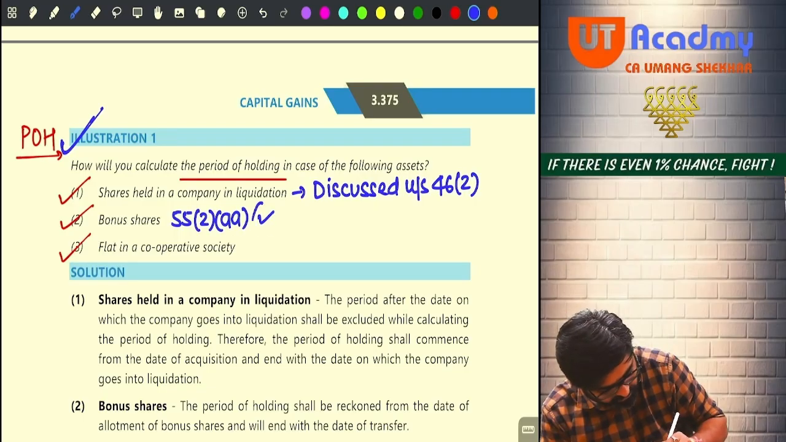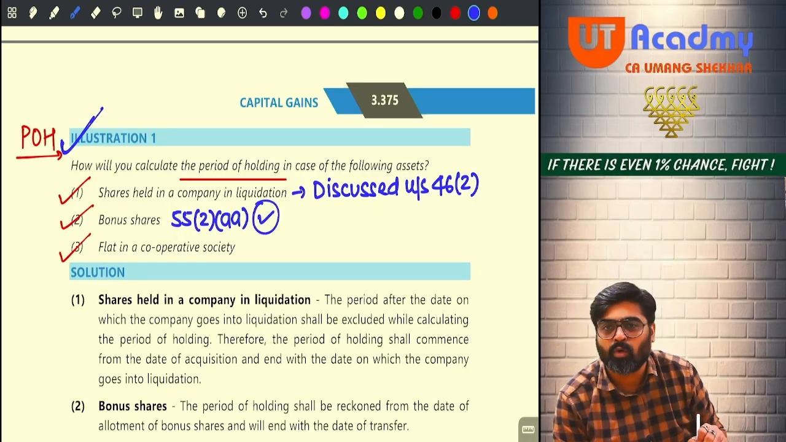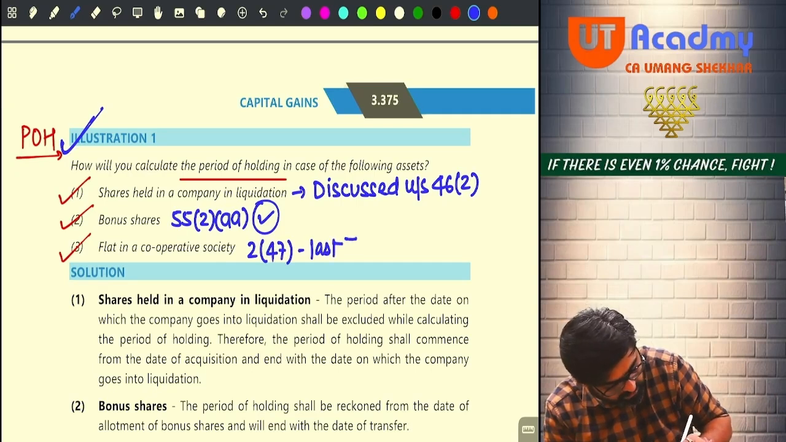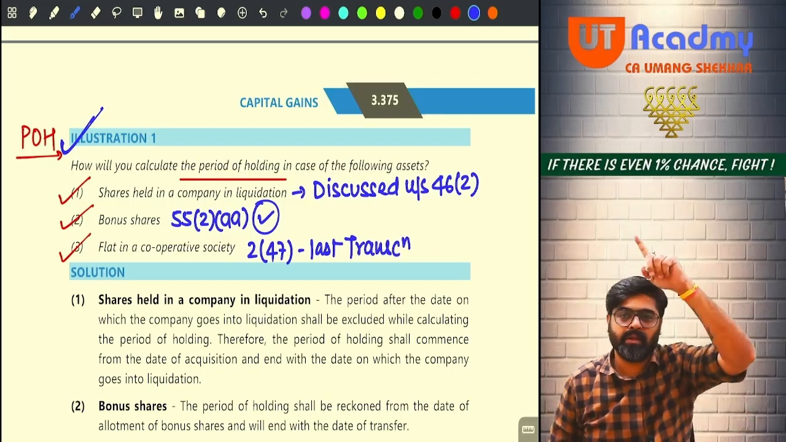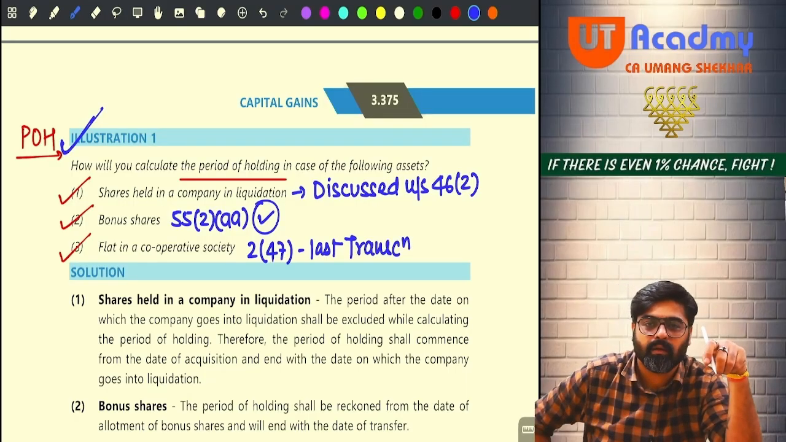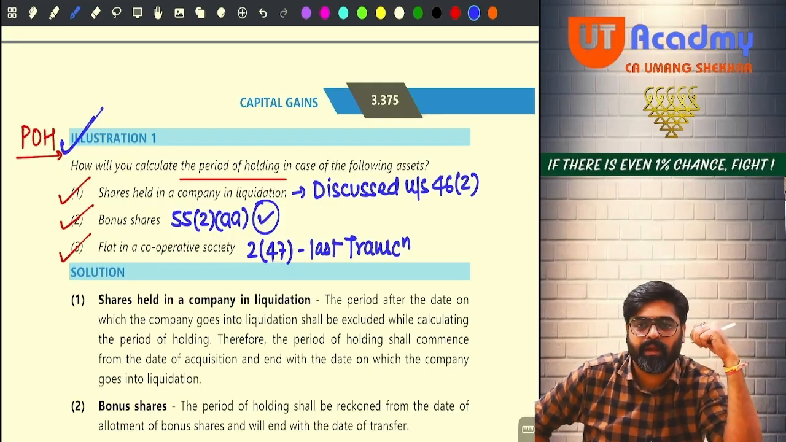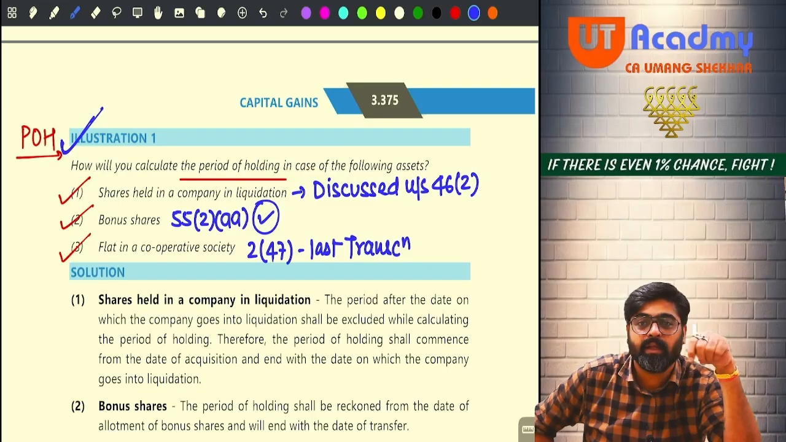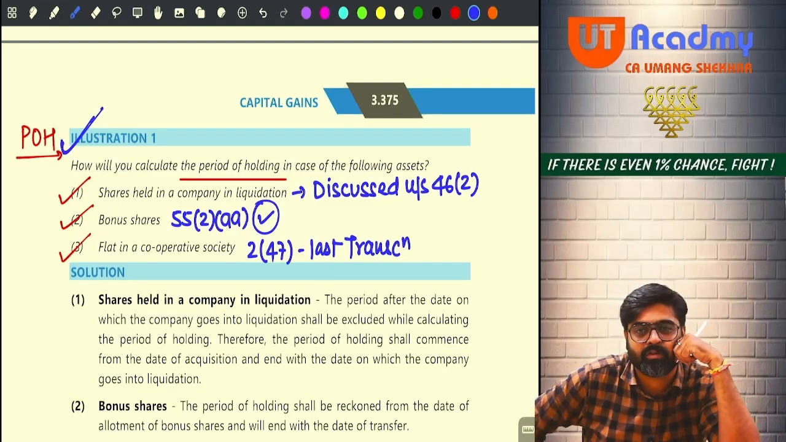Along with that, we have already done: what is a flat in a cooperative society? Do you remember we have done the definition of transfer, 2(47)? In 2(47), last transaction, I made a building, a big building, many flats I made. The entire building is owned by the cooperative society. The entire land on which the building stands is also owned by the cooperative society.